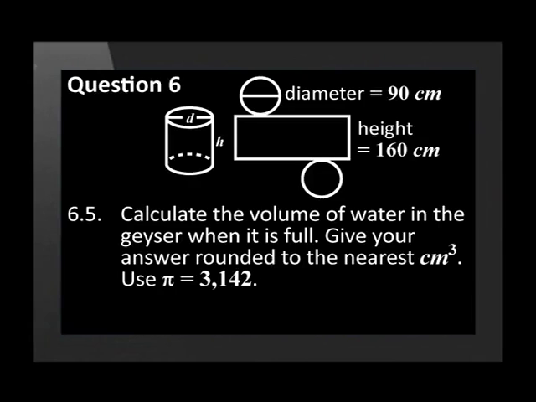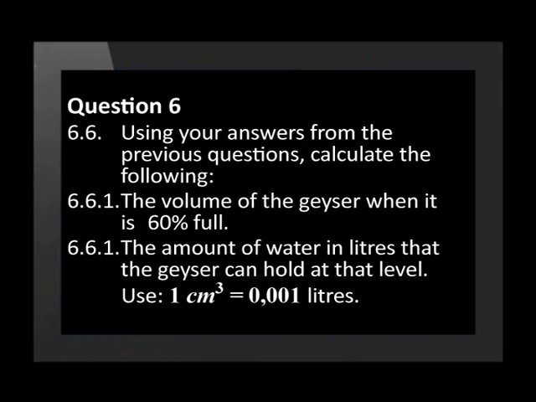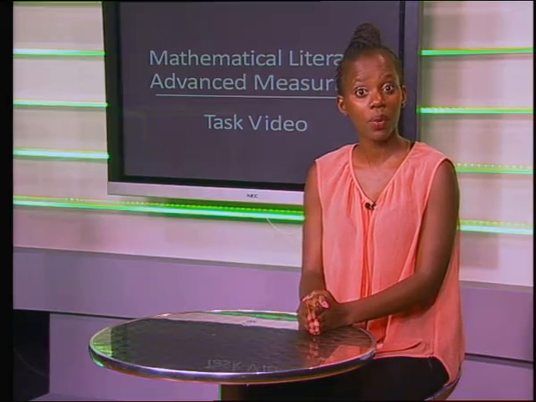Use pi equals 3,142. Using your answers from the previous questions, calculate the volume of the geyser when it is 60% full, and the amount of water in liters that the geyser can hold at that level. Use 1 cubic centimeter equals 0,001 liters. Well done, you're doing very well.